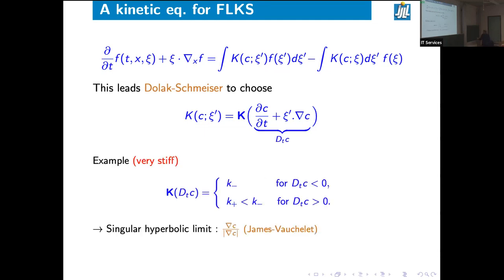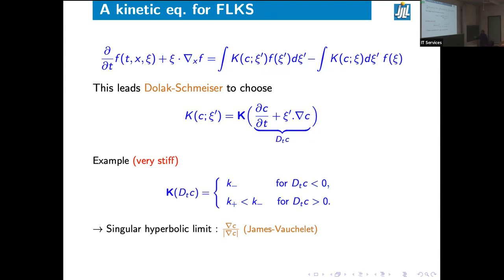So the very stiff example is where capital K, bold K, takes two values. If this is negative, cells do not like it. They jump with a parameter K minus, which is very big because they jump very quickly. They don't like to go in that direction. If the concentration is increasing along the path, then dtC is strictly positive, and they jump with a rate K plus, which is small, because they like it, so they continue in the same direction.